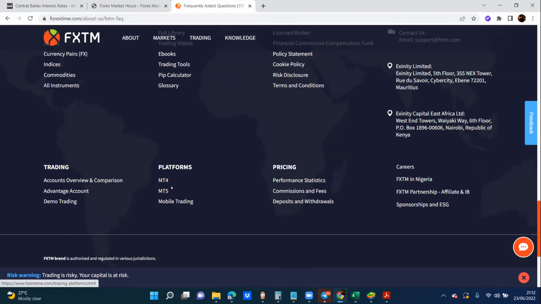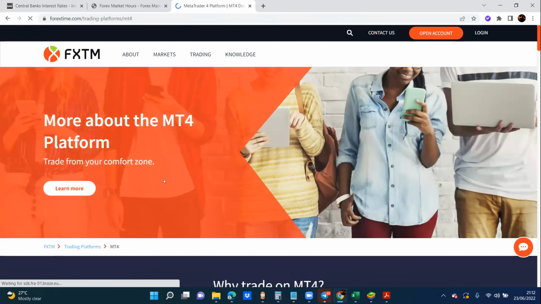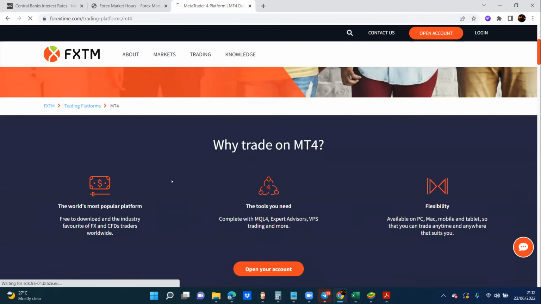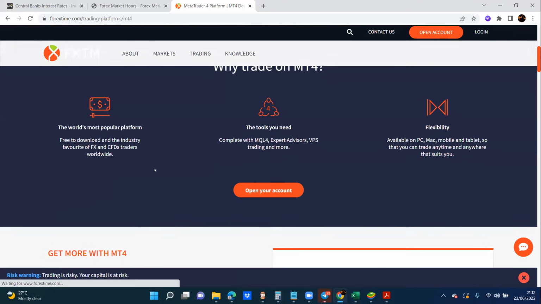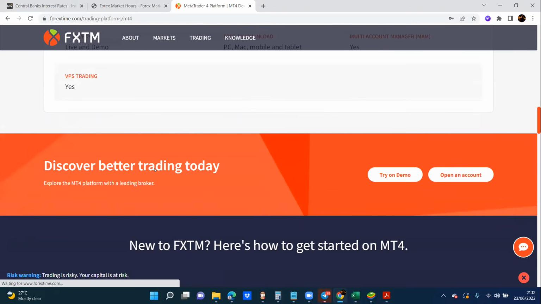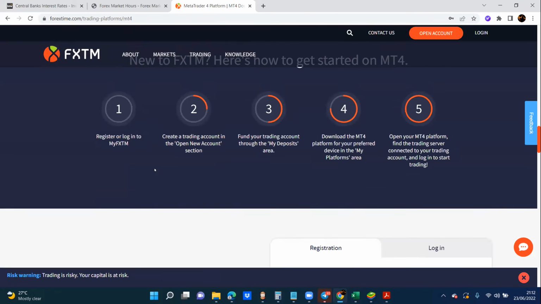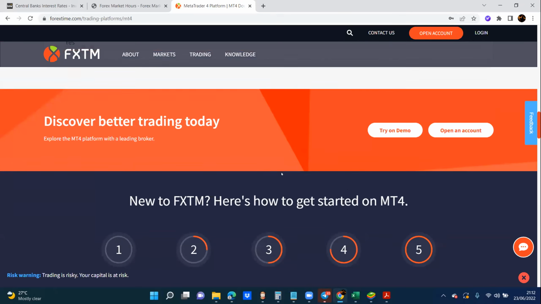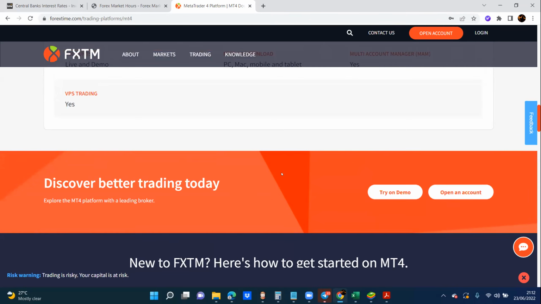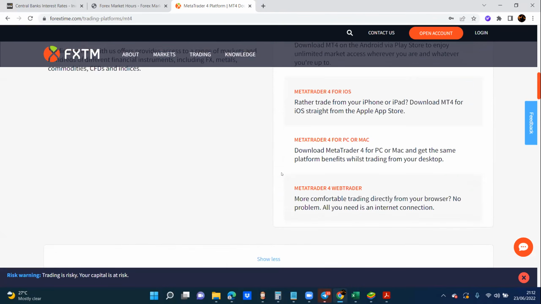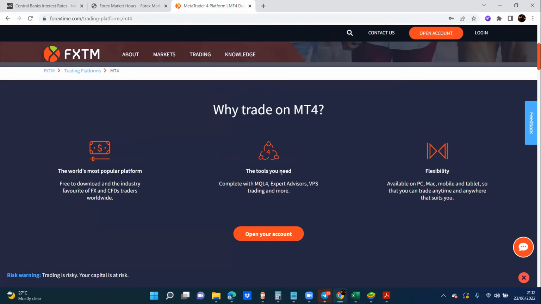Of course, we have MT4, MT5, and mobile trading. Most brokers now are tending towards mobile trading. I'll just simply click on MT4. Once I click on MT4, it will ask me if I want to download, and I'll simply say yes and go ahead and download. Here it is asking me to try on demo, open an account. I think they've done some modification, but again, very simple.